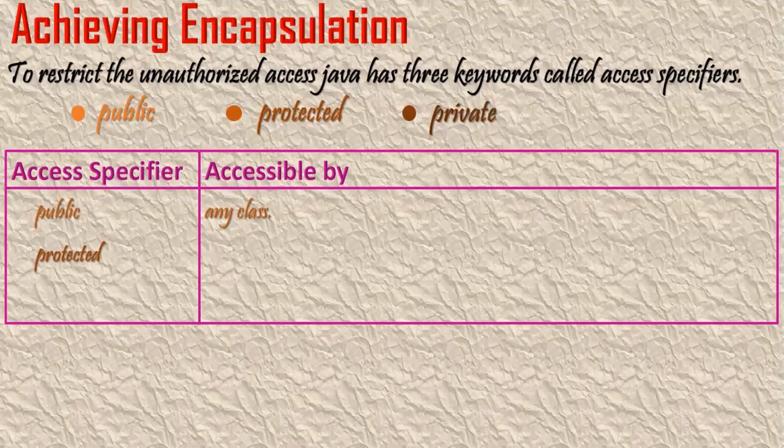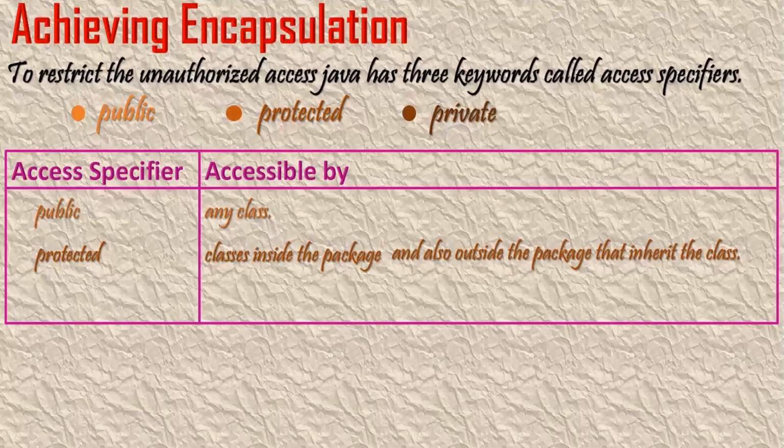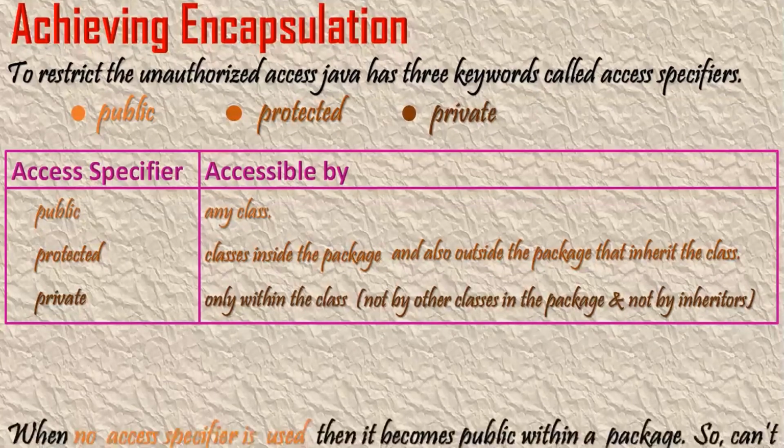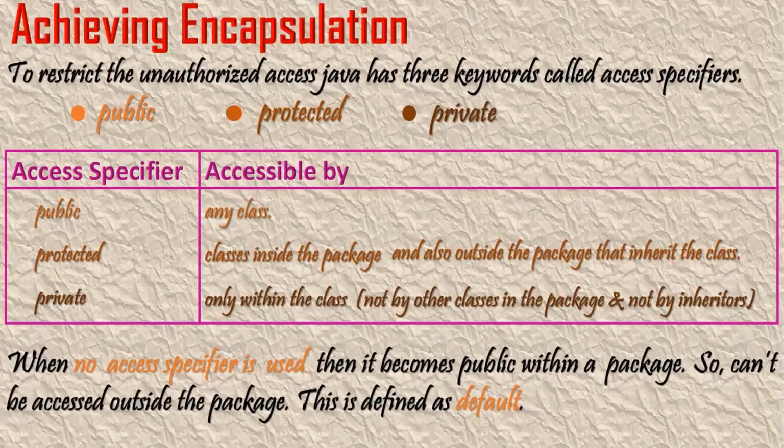If protected is indicated, it may have access inside the package and also outside the package in classes that inherit the class. If private is given, then it can be accessed only within the class. Even in the same package, another class won't be able to access this, and not even by inheritors. When we don't give any access specifier, then it becomes public within a package. That means it cannot be accessed outside the package, and this is defined as default.